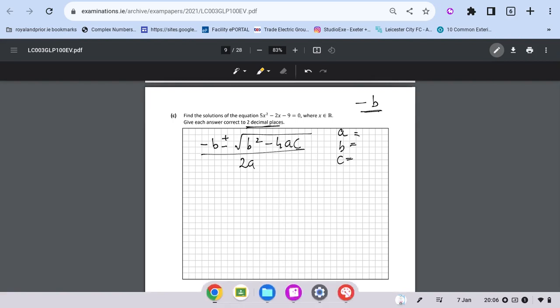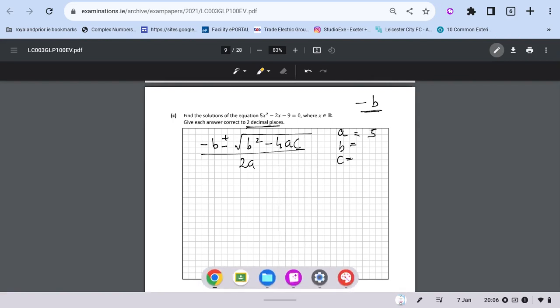So a is the number in front of x squared, which is 5. B is the number in front of x, which is minus 2. C is the number at the end, which is minus 9. Throw these numbers into the formula. So minus, and now my b is minus 2. Plus and minus. Square root of b squared, minus 2 squared. Need your brackets there, otherwise your calculator will mess up. 4ac all over 2a. Now you throw that in your calculator.